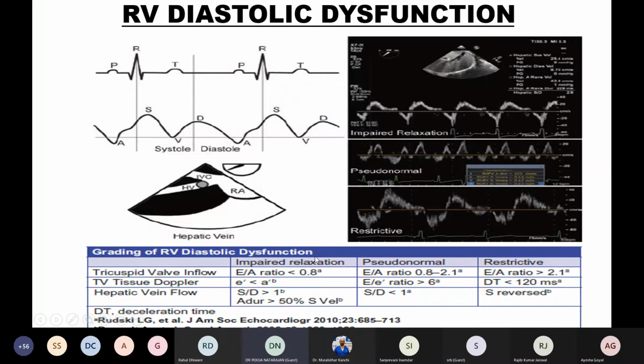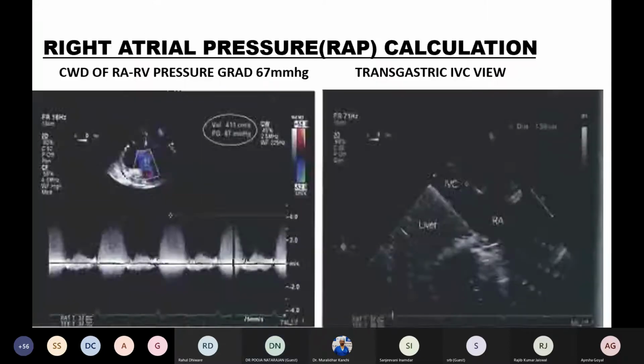We have to keep the ECG and then look into it. Similar to LV function, if it is less than 0.8, it's called impaired relaxation, and restrictive, it's more than 2. And hepatic venous flow, if it is reversed, S is reversed, it is called restrictive filling.